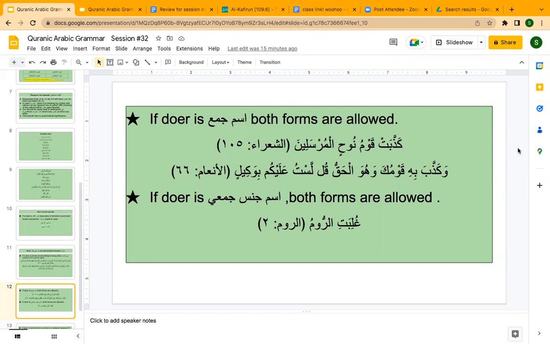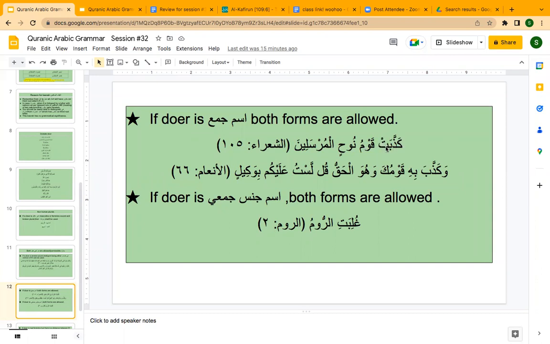Okay. Rubin, is this clear? So qawm, your qawm is an ism jama, and for an ism jama, both forms of fail are allowed. Kazzabat is a hiya version, right? Qawm by structure, what kind of word does qawm look like in terms of gender? When I ask you the gender of qawm, what will you say? It is masculine, right? It has no sign of femininity. It's not talking about females, not biologically feminine, and not under the category of feminine at all. And there is no sign. So it is a masculine word. Your word is by default masculine.